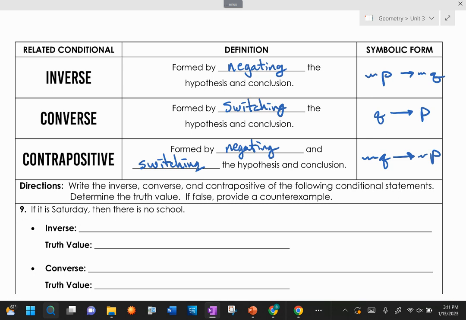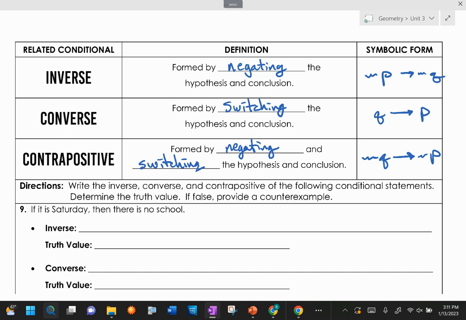Okay, the directions of the next section, let's make sure we pay attention. The directions say write the inverse, converse, and contrapositive of the following conditional statements. Determine the truth value. If false, provide a counterexample. So what is the truth value? Is the statement true or not? The truth value is basically a binary T or F, true or false.